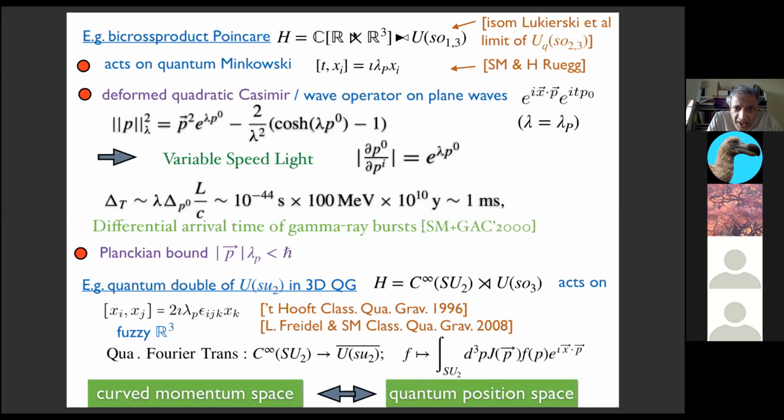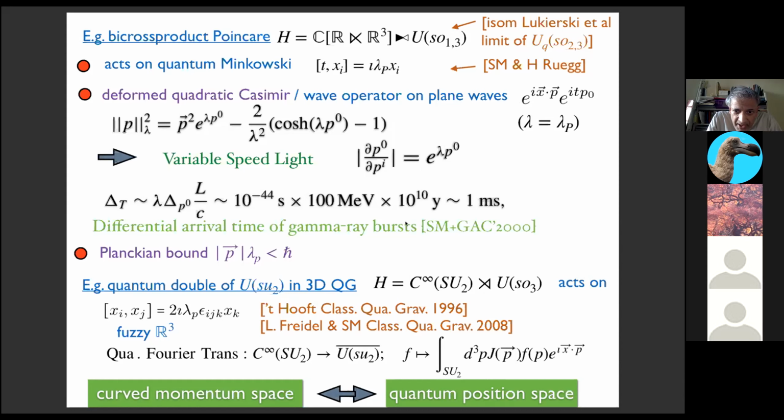This Hopf algebra itself wasn't new at the time. It was first found in a different way by Lukierski et al. as a contraction limit of U_q(SO(3,2)), but it arises naturally this way. What's important is that it acts on space-time. This comes out of the bicrossproduct model. Now, acting on space-time means we can look at plane waves like this, and then there's also a natural quadratic Casimir. And this leads you to variable speed of light predictions.